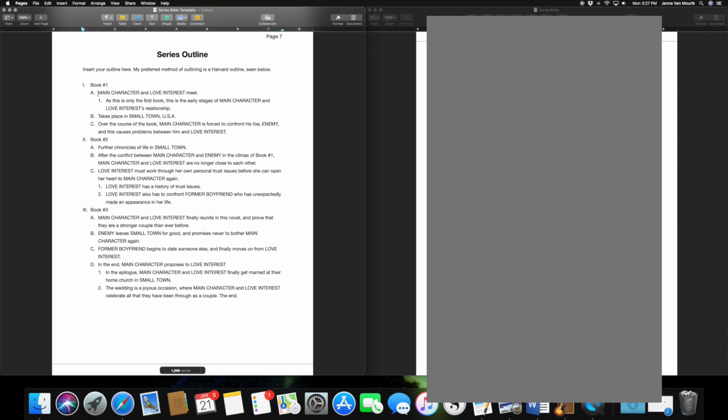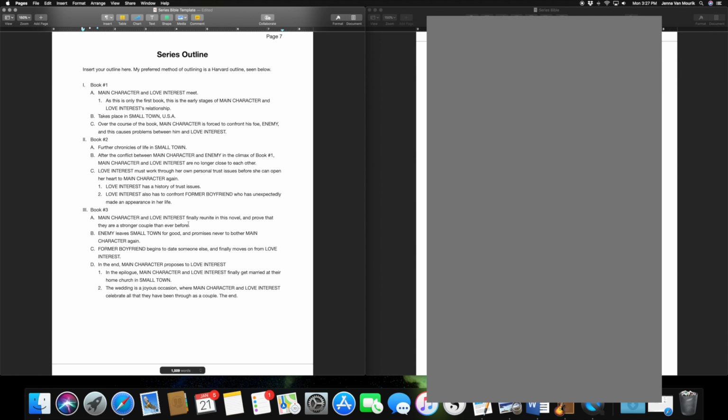I put in these cheesy little examples here to give you an idea. You can do your plot, you can do the setting, you can add in what the main arc is supposed to be, and then you can add in sub-points for little notes. And since this is a series outline, it's not going to be too extravagant because this is just where you're outlining the main points that take place in the series.